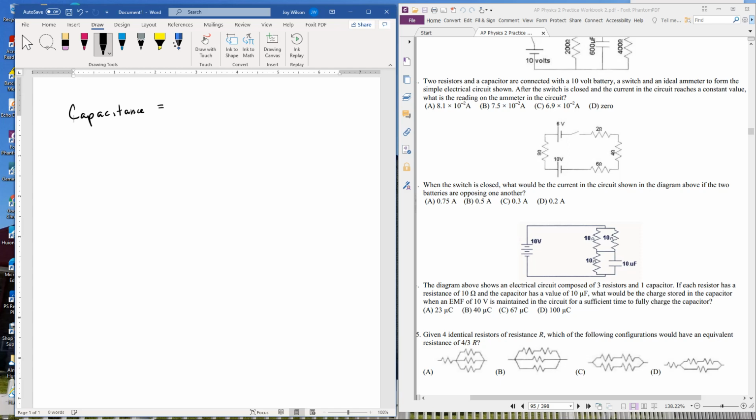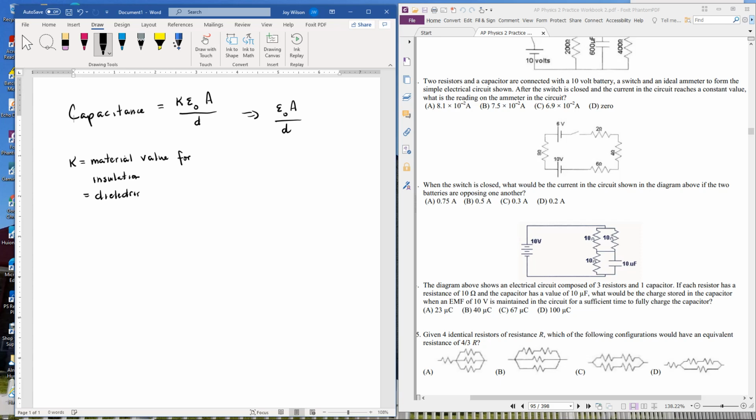And capacitance is kappa epsilon naught A over D. On the AP formula sheet, what you're going to see is epsilon naught A over D. And kappa is the material constant for capacitance. So it is a material value for insulation, and it's called the dielectric constant.